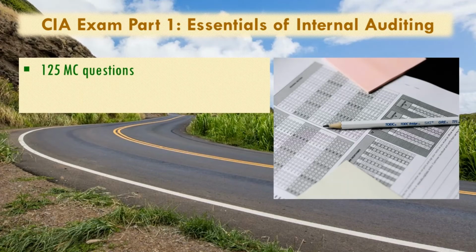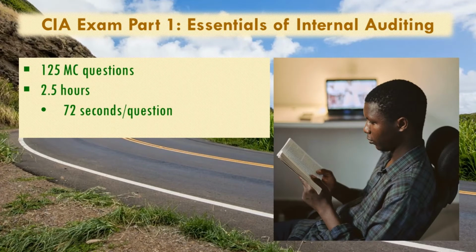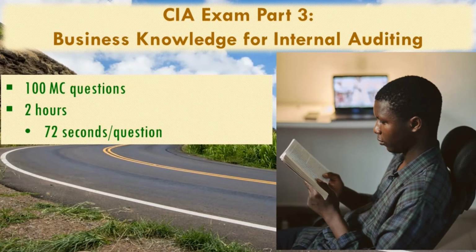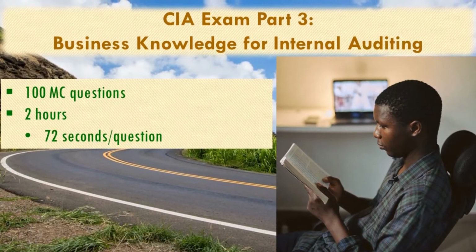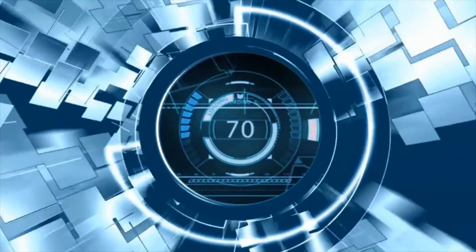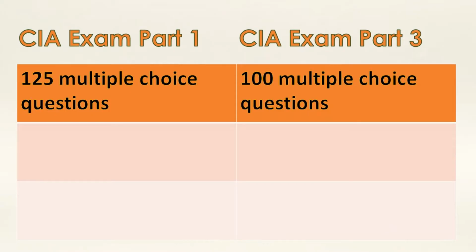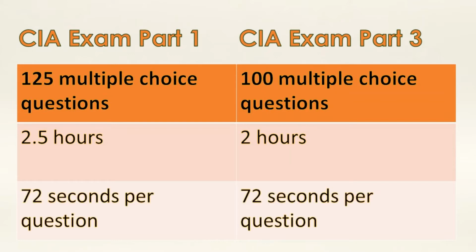Now, you may mention that Part 1 of the CIA exam has 125 multiple choice questions, whereas Part 3 only has 100 multiple choice questions. And you are right. CIA Exam Part 3 has 25 fewer questions than Part 1. However, all parts of the CIA exam give you an average of 1.2 minutes or 72 seconds to answer all questions. Part 1 has more questions, but it also provides more time, an extra 30 minutes to answer those questions.